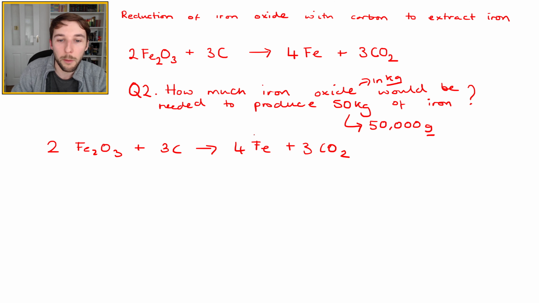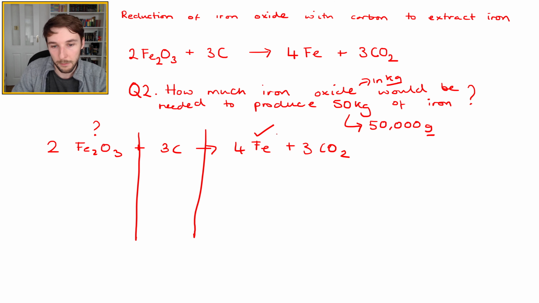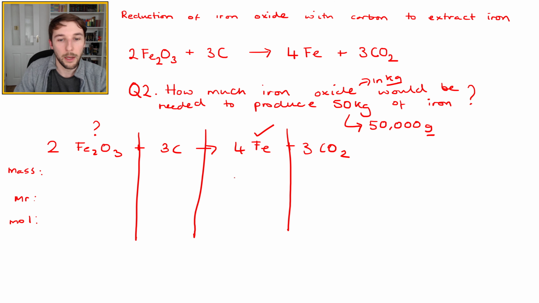Now, we know how much iron we want to produce, but we don't know how much iron oxide is needed. So I'm going to do my columns again. Terrible columns. Right, mass, MR, and mole. Okay then. So we want to make 50 kilograms of iron. So I'm just going to put 50 there.